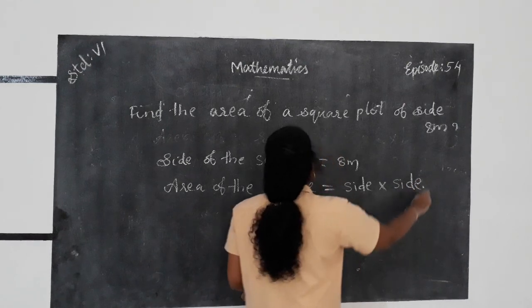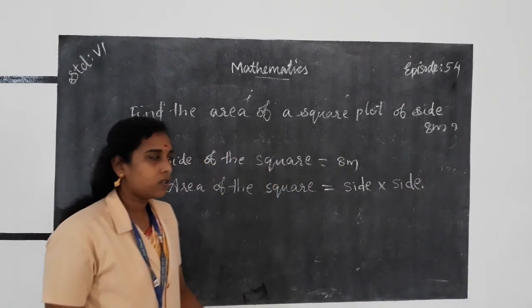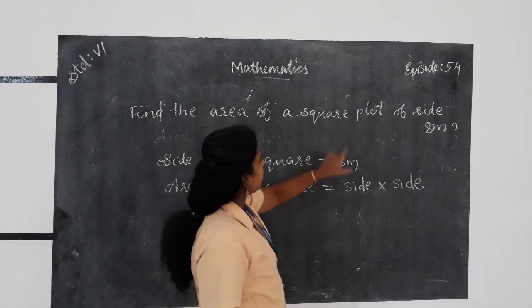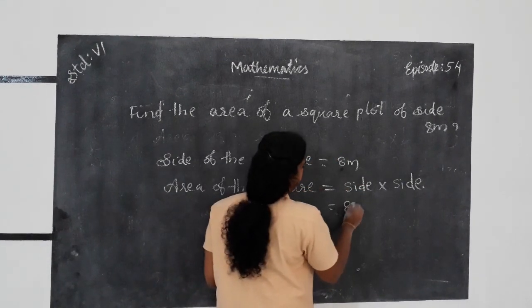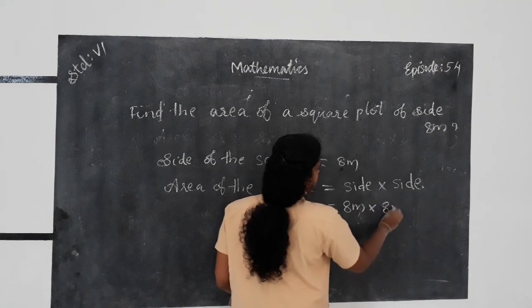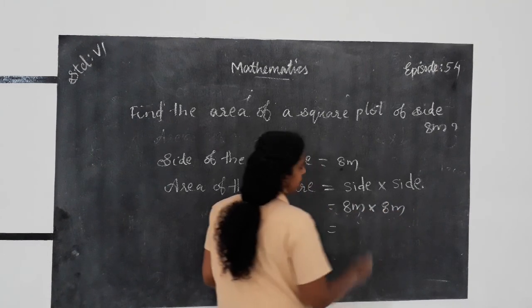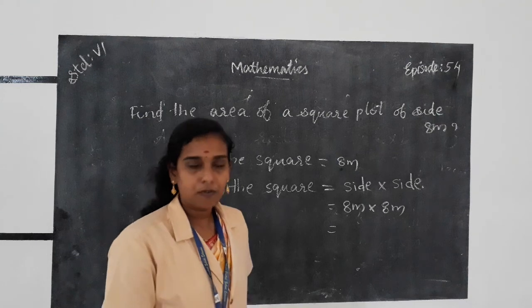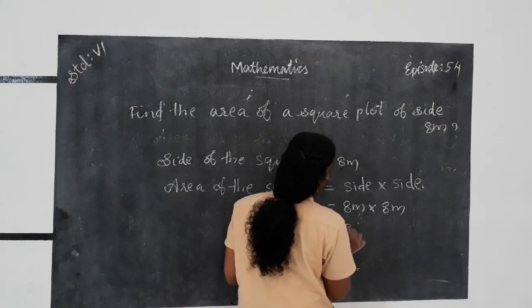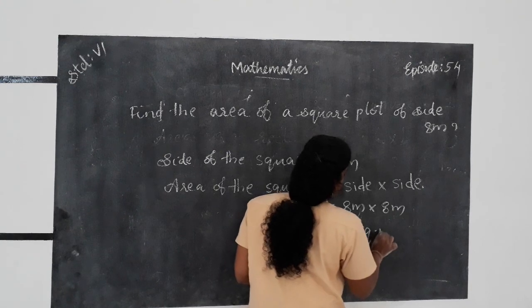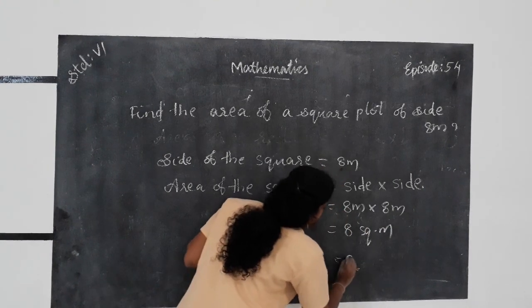To find the area of the square, the equation is side into side, and here the given square, each side measures 8 meters. So the answer is 8 meter into 8 meter. That's equal to, 8 8s are 64. And meter into meter is square meter.